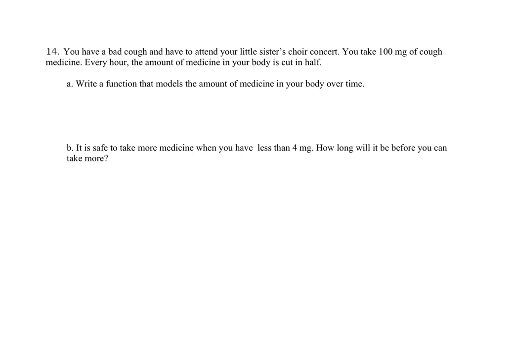Okay, here's another one. You have a bad cough and you attend your little sister's choir concert. You take 100 milligrams of cough medicine. Every hour, the amount of medicine is cut in half. Write a function that represents medicine in your body over time. So I start off with that 100 milligrams, times 1 minus a half to the t. It is safe to take more medicine when you have less than 4 milligrams. How long until you take some more?